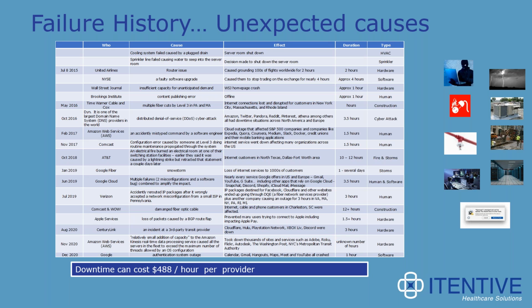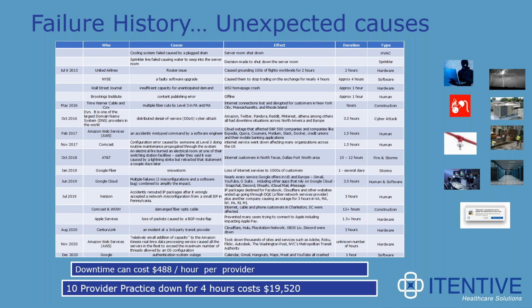There have been some studies that have been done over the years with regards to what downtime costs in a medical organization. Some of those studies have shown that it can cost as much as $488 per hour per provider. So it can be quite expensive when you experience an outage. If you extrapolate that out for a 10 provider practice that could be down for 4 hours, it can cost as much as $19,520. So there is a significant expense when that happens.